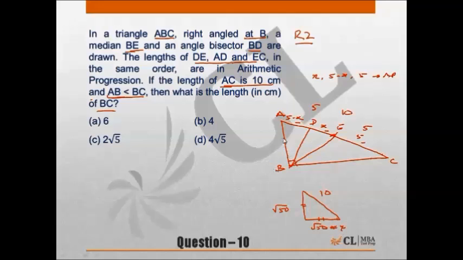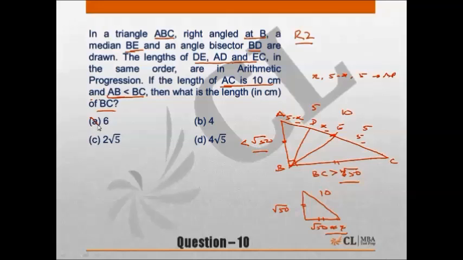Now since in this question AB has to be less than BC, that means BC should be greater than root 50. So AB has to be less than root 50, and BC has to be greater than root 50. We need to find the length of BC. Root 50, as I just said, is approximately 7, slightly more than 7.